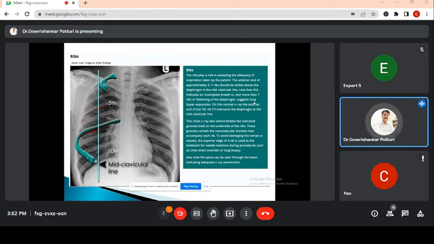The chest X-ray also demonstrates the subcostal grooves on the underside of the ribs. See here, the red color, what you are observing are subcostal grooves. You should be able to see this. In a real X-ray it will not be red in color, but you will be able to see it as a groove. We have just highlighted it to make it visible. These grooves contain the neurovascular bundle.